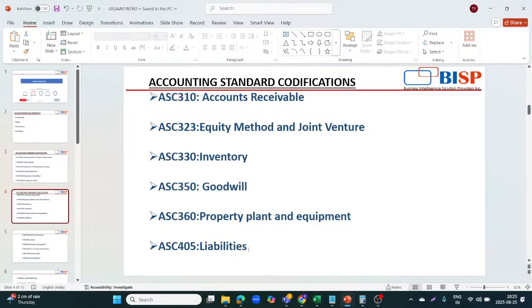Then you have ASC 405, that is liabilities. Here it talks about how to do the measurement, definition and presentation aspects of all the liabilities, whether you are booking it as short-term liability, long-term liability, or current liability or non-current liability. All these things will be taken care of under ASC 405.